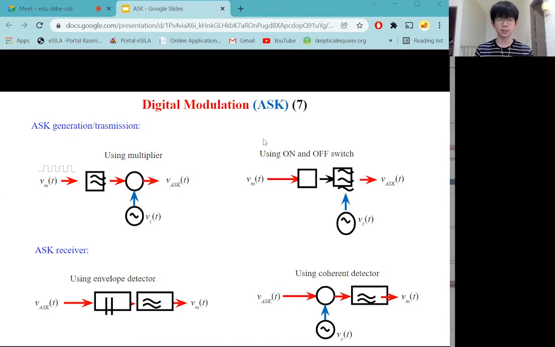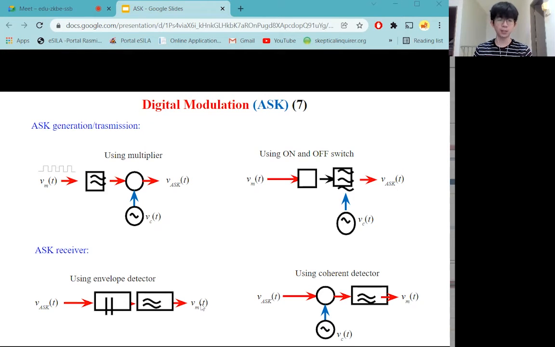So for ASK receive, there are two types. One is called non-coherent detection, where there is no need for the carrier signal to be phase locked, which means the carrier signal from the transmission and receiving end would not be in phase. It is a much simpler circuit but has a higher error probability. Here you can see that the ASK signal goes straight through the diode and then through the bandpass filter to become a message signal. There is no carrier signal here.